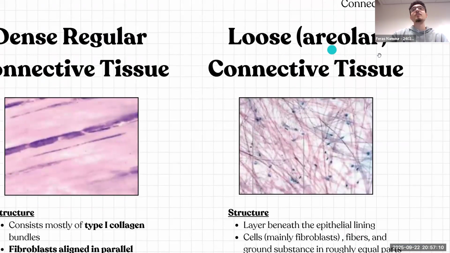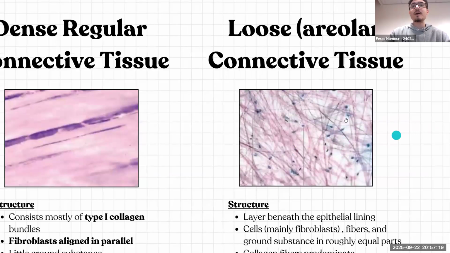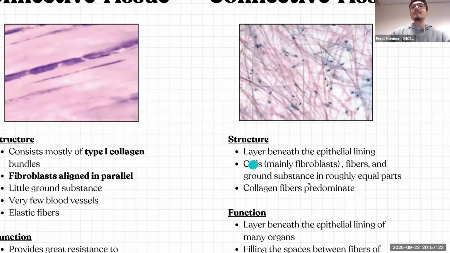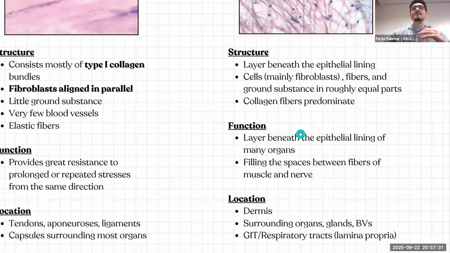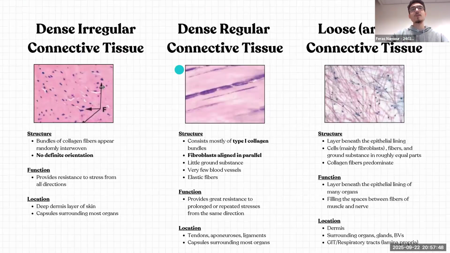Lastly, loose, we call it areolar connective tissue. And you can clearly see the difference in density. This is cells everywhere. Here we barely have any kind of cell, any kind of extracellular matrix. So it's mainly collagen fibers, and it's just fibers, ground substance roughly, and it's just much less. Main function, similar to connective tissue, layer beneath the epithelial lining, filling the spaces. And you can find this again in the dermis, providing this flexibility rather than protection, and also surrounding organs and GIT tracts. So these three different types, you should know how they look and how they function.